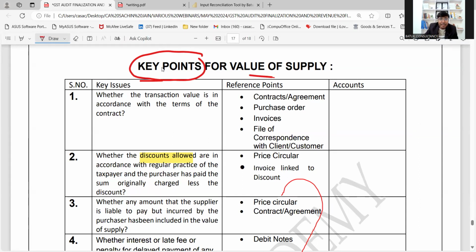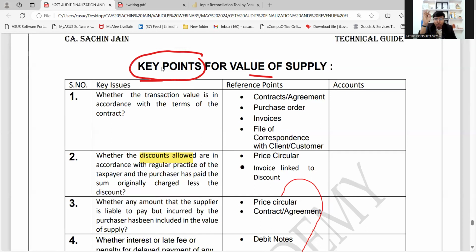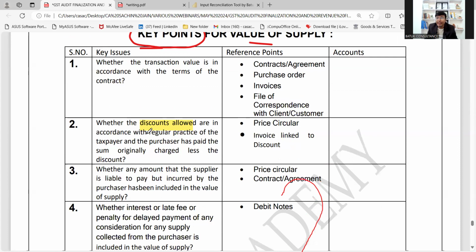Key points for value of supply. Certain other key points are there. We are going to discuss that. Krishan ji, your doubt is okay?